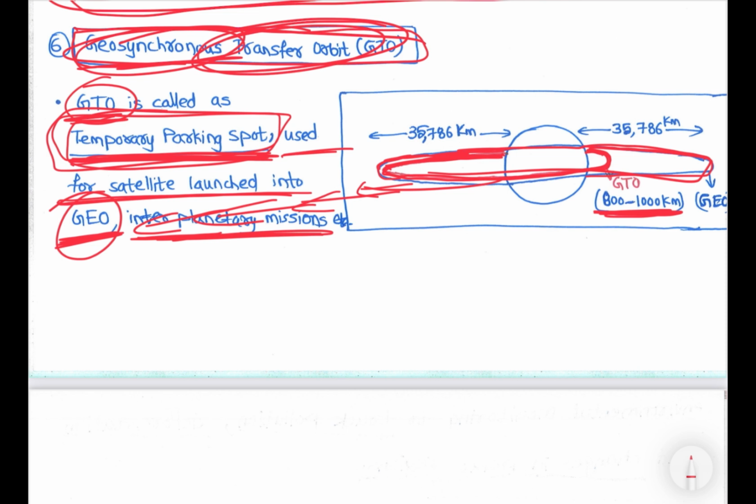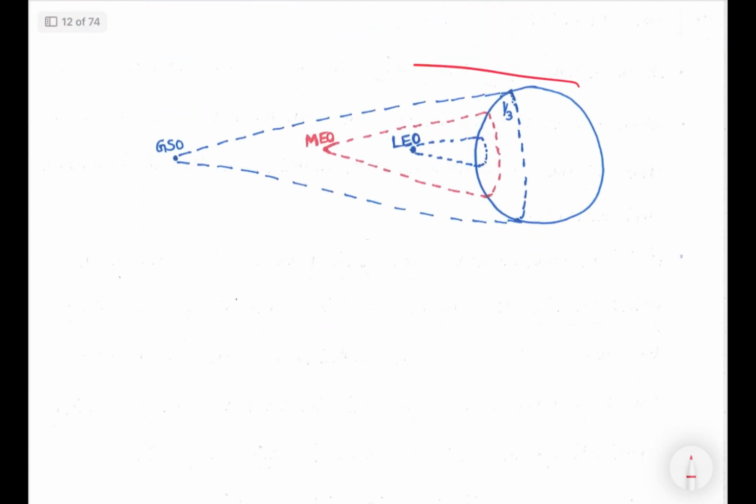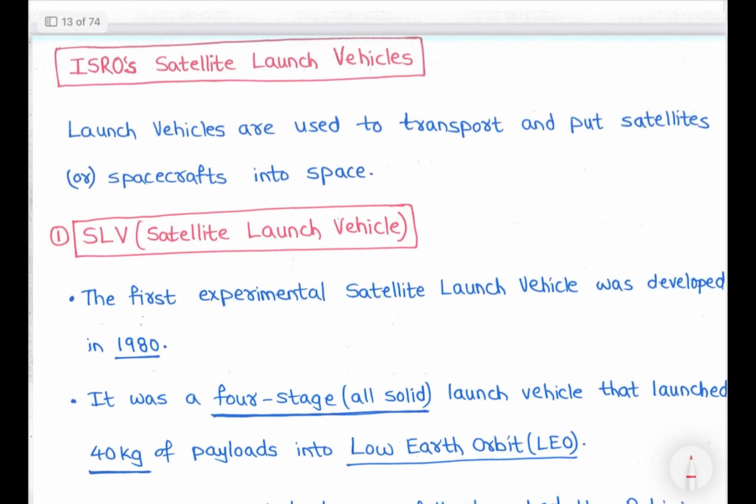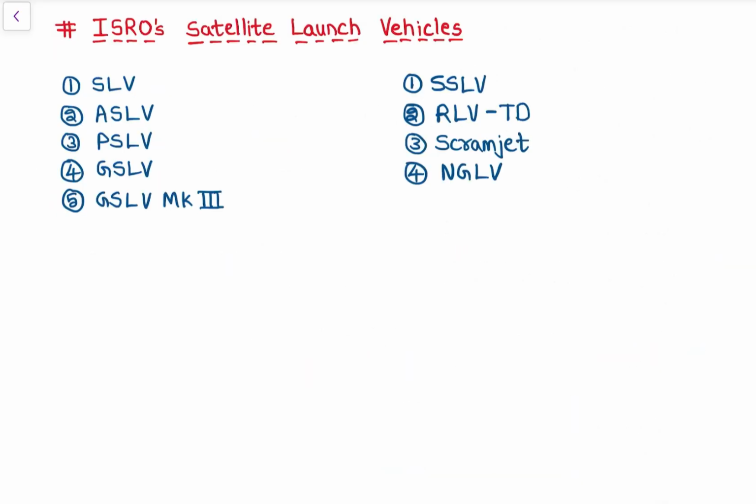So, right, that's it. So next, this also we have understood, right, how much coverage it gives, right. So now we will be studying ISRO's satellite launch vehicles. See, now let's study about ISRO's satellite launch vehicles.